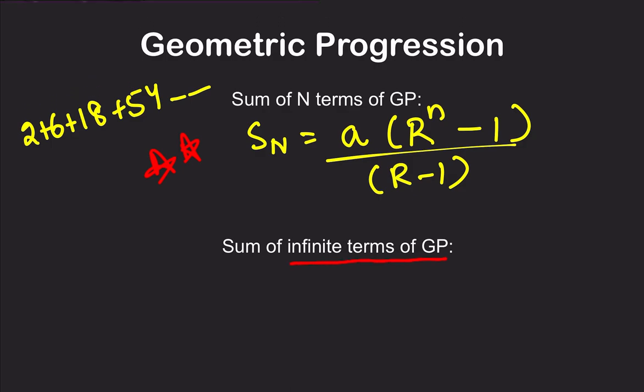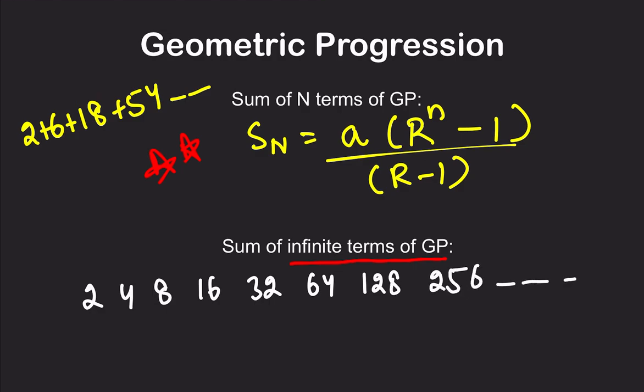See, let's say this is an infinite series. How will you write infinite terms? Suppose the series starts with 2. 2 multiplied by 2 is 4, 4 multiplied by 2 is 8, 8 multiplied by 2 is 16, then 32, 64, 128, 256, and so on. If you add all these numbers till infinity, you will get infinity, because the sum is getting bigger and bigger. So in this case, the sum is not possible to be found.